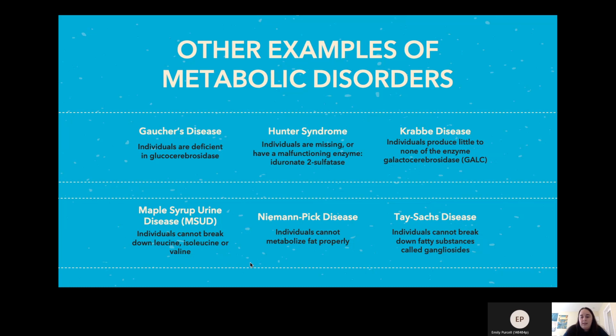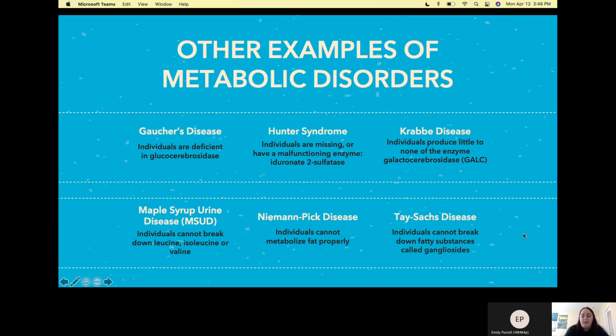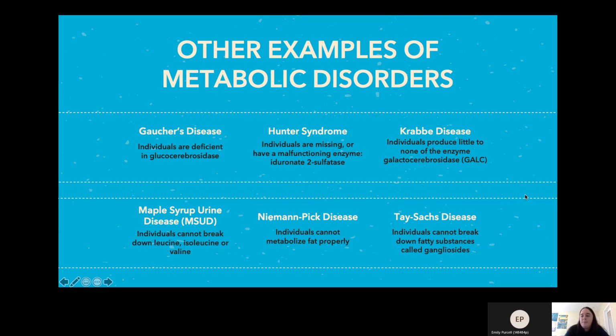The next disorder is Tay-Sachs disease, where individuals cannot break down fatty substances called gangliosides. Again, this is a rare genetic disease. The child inherits the gene from both parents, similarly to Krabbe disease, in that both parents play a role. Tay-Sachs disease usually shows up at around 6 months old. This buildup of gangliosides leads to blindness, paralysis, and death, unfortunately.